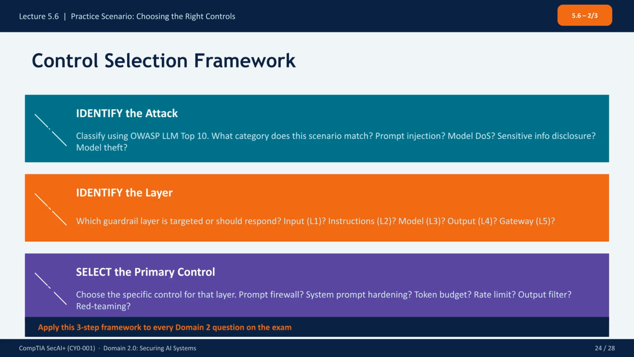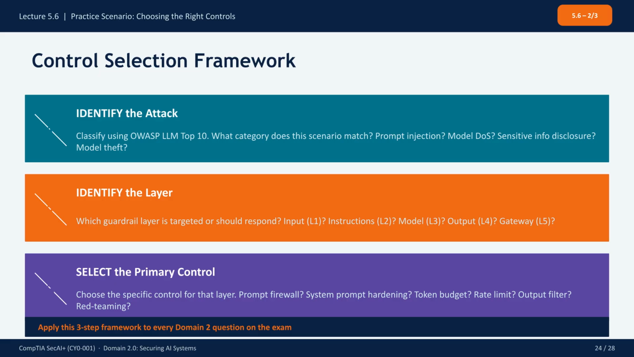Here is the 3-step control selection framework that you should use for every Domain 2 question on the exam. Step 1. Identify the attack. Classify the scenario using the OWASP LLM Top 10. Ask yourself, what category does this match? Is it prompt injection LLM01? Is it model denial of service LLM04? Is it sensitive information disclosure LLM06? Is it model theft LLM10? Identifying the OWASP category immediately narrows your answer choices.